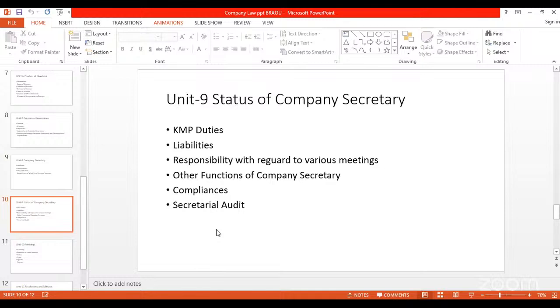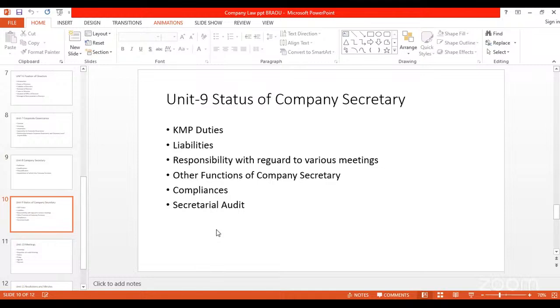Now the next thing we will discuss is the duties of the company secretary. There are various duties, and we'll discuss a few of them. The CS has to facilitate the convening of meetings and attend board, committee, and general meetings, and maintain the minutes of those meetings as well.